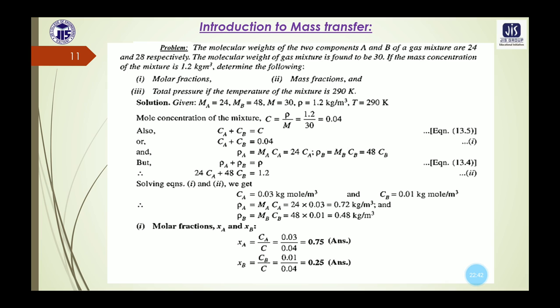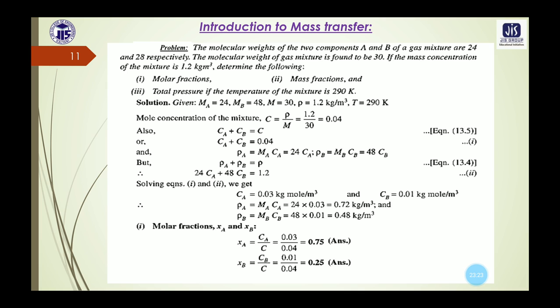Now the mole concentration of the mixture we need to calculate here. The formula is C equals rho by M. The value of rho is 1.2 and M is 30, so the mole concentration of the mixture we get is 0.04. Again, this capital C equals the molar concentration of A plus the molar concentration of B, that is C equals Ca plus Cb. This formula we have seen earlier. So Ca plus Cb equals 0.04.